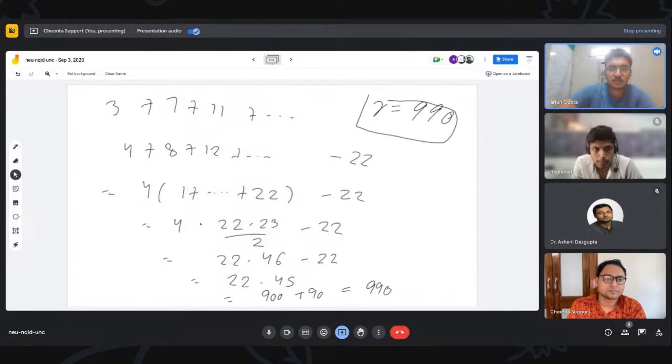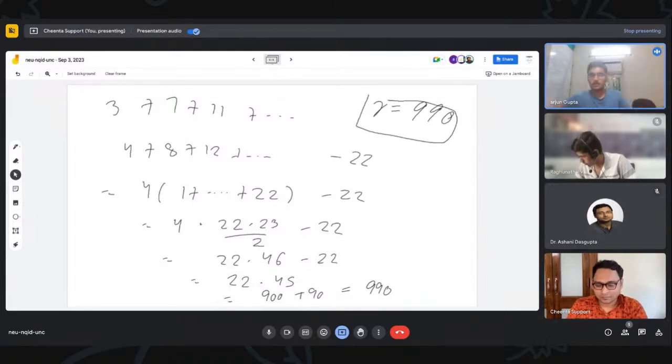So the question asked us to find the sum of the digits of R, and we have found that the value of R is 990. So what is the sum of digits of 990? Just 18. So this is our final answer. 18 is the answer of question 30.